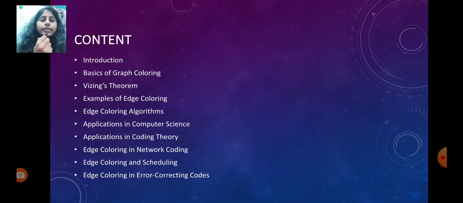So this is slide 1. Slide 1 contains the topics we are going to cover in this PPT. Those are introduction, basics of graph coloring, Vizing's theorem, examples of edge coloring, algorithms, applications in computer science, applications in coding theory, edge coloring in network coding, edge coloring in scheduling, edge coloring in error correction codes.